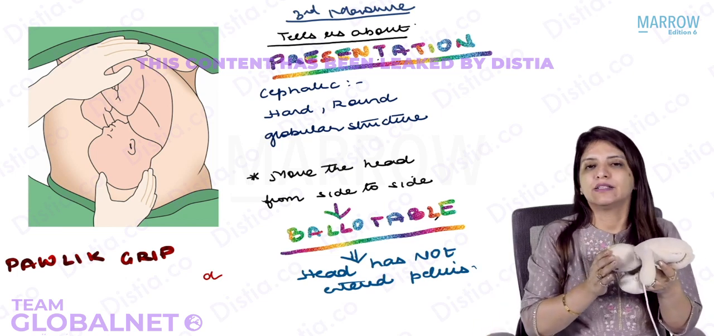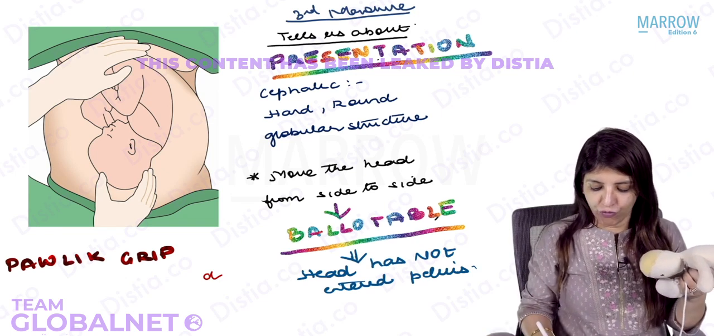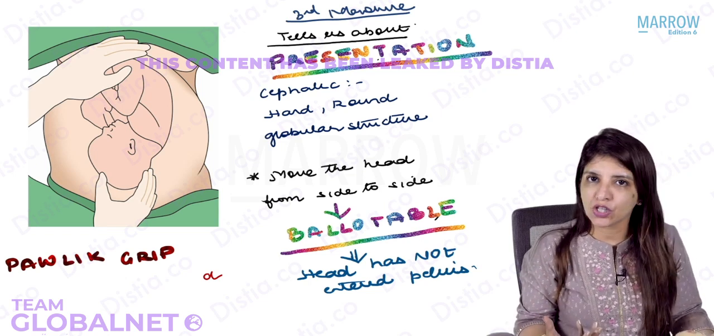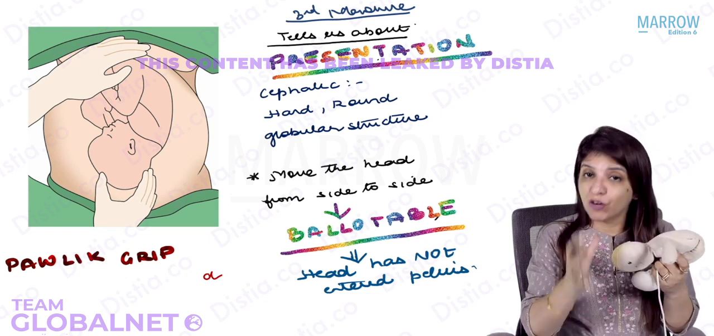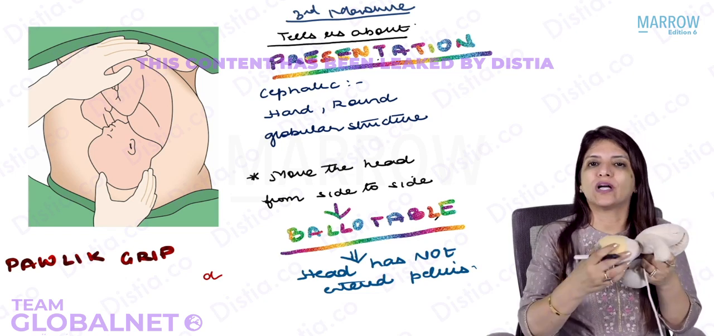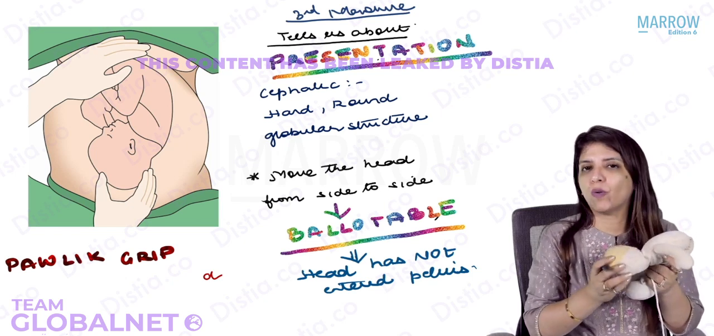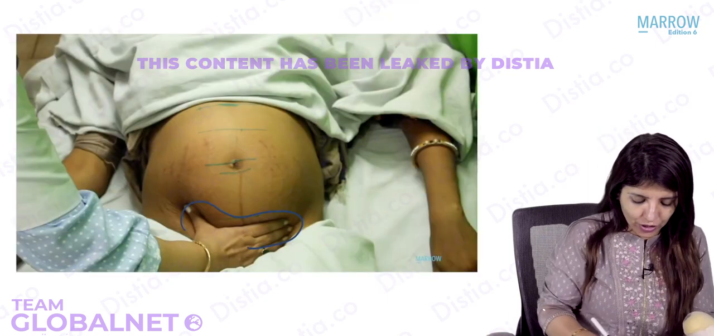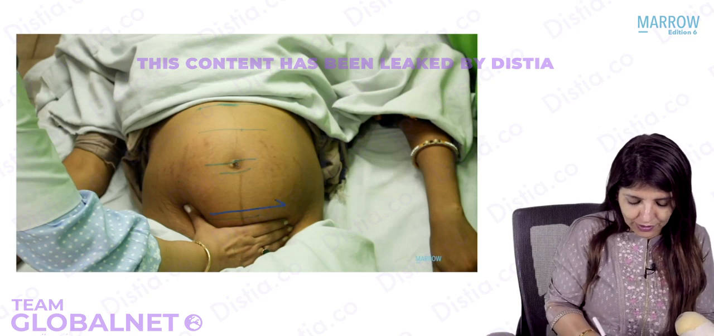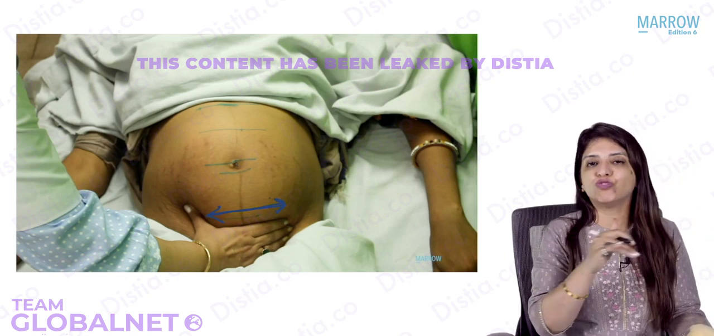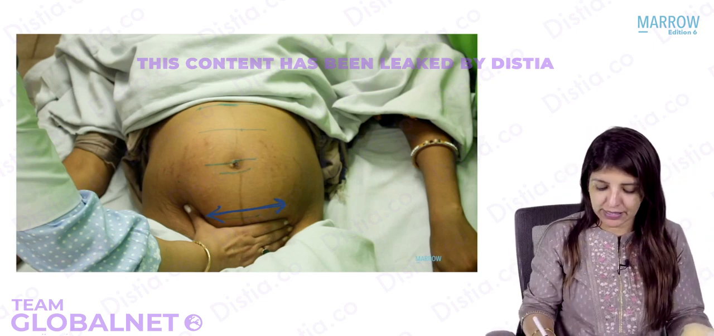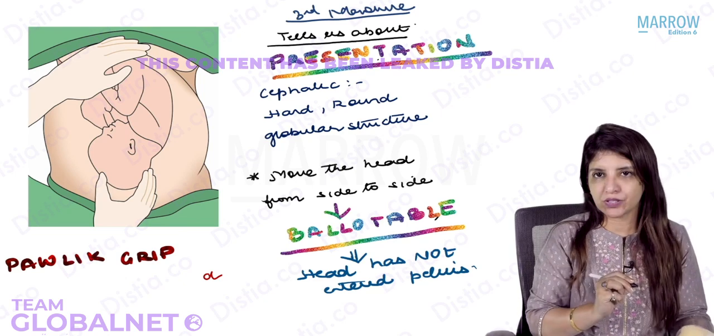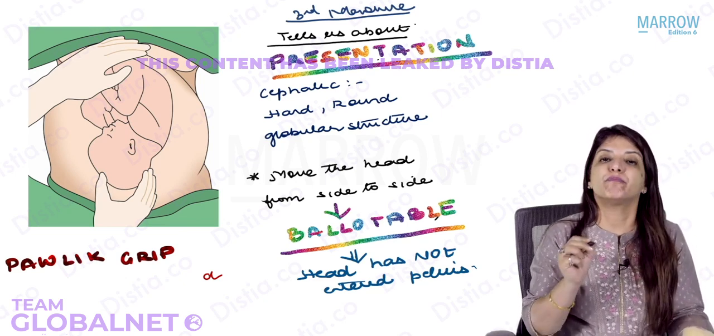Now in the pelvic grip, if I am feeling a hard, globular, firm structure, then that means it is the head, and that means it is cephalic presentation. Now, once I know it is a hard, globular, firm structure, I will try to move it from one side to the other side. If I can move it from one side to the other, that is called ballotable, right? So you are going to try to move it from one side to the other like this. If you can move the head from one side to the other, that means the head is ballotable, and that means the head has not entered into the pelvis. So this is Leopold's third maneuver, or the Pawlik grip.